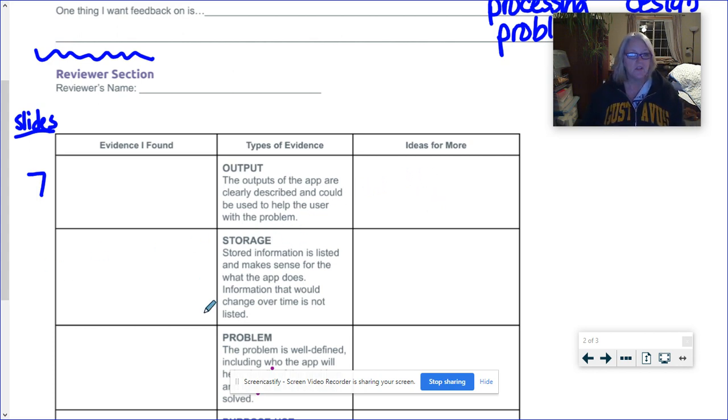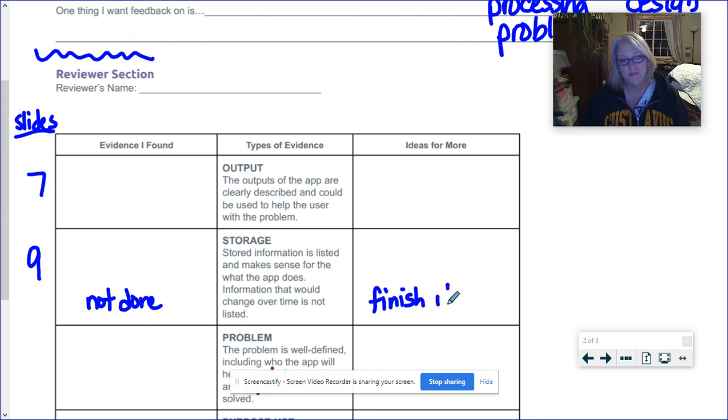Okay. Second one is all about storage. This is the very last slide of the slideshow, slide 9. Similarly, now let's say that you are reviewing someone's project and they don't have this slide done yet. Then simply write not done here. And then ideas for more. Well, we would like it to be completed. So say something like complete it or finish it.